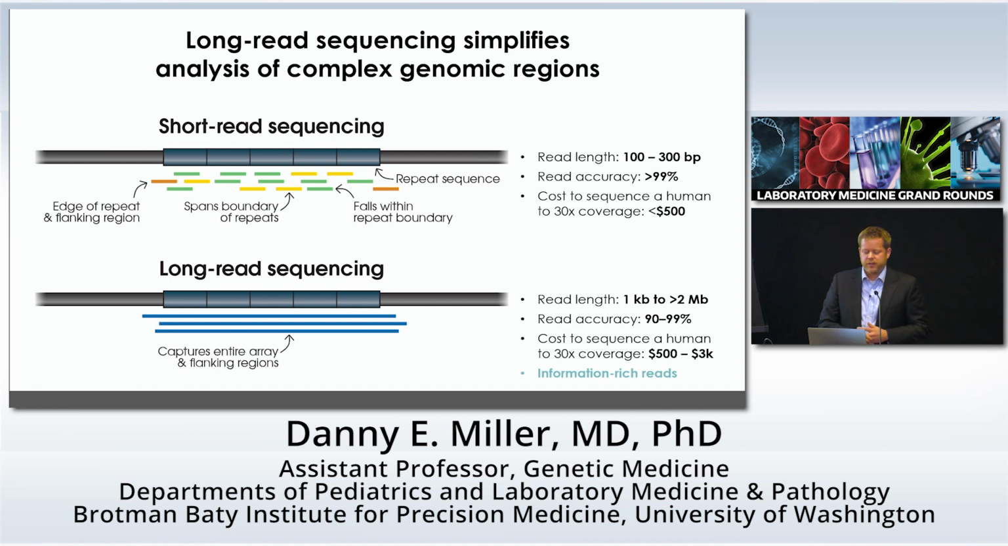Long reads are typically anything from a KB to greater than 2 or 3 megabases. I think the longest documented single read is around 4 megabases, 4.5 megabases. The accuracy varies anywhere from 90% to greater than 99%. And the cost, just like short read sequencing, is falling quite dramatically. So now I'd say it's about $500 to $3,000 to sequence a human to about 30x coverage.